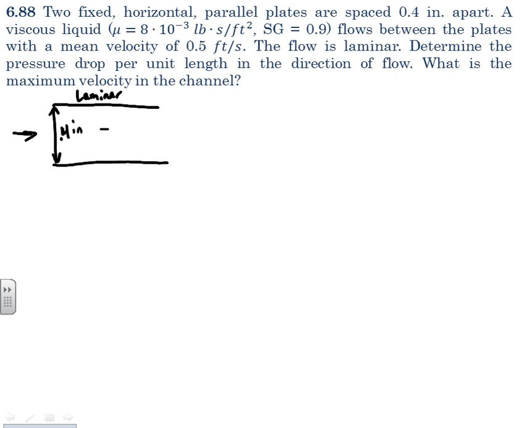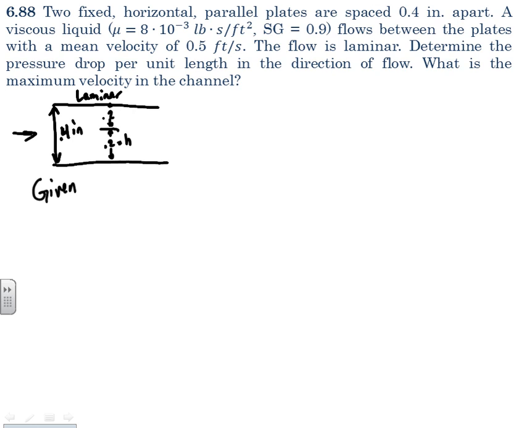And therefore, we'll need this because our analysis looked at the half heights. We'll have 0.2 inches and 0.2 inches, and that will be equal to h. When we did flow between parallel plates, we referenced some value h, which was the total gap between the plates. Okay, so h in this problem is 0.2.